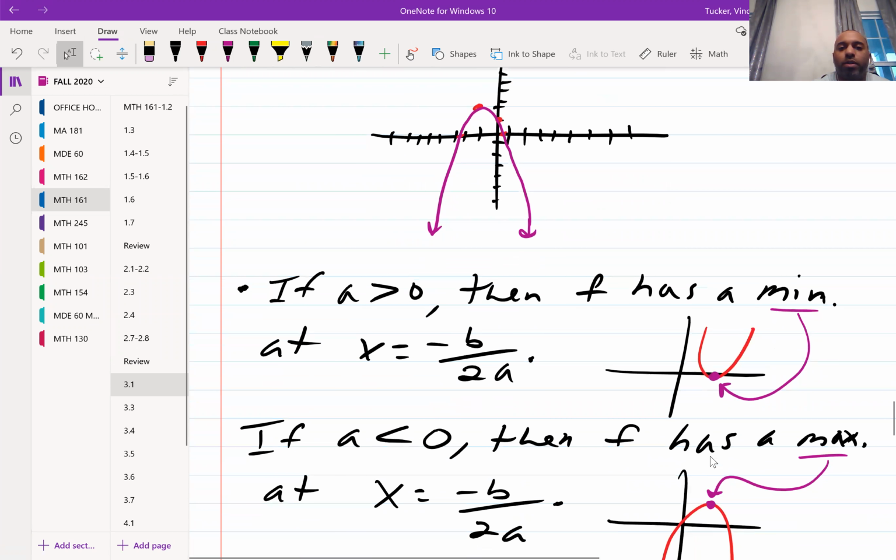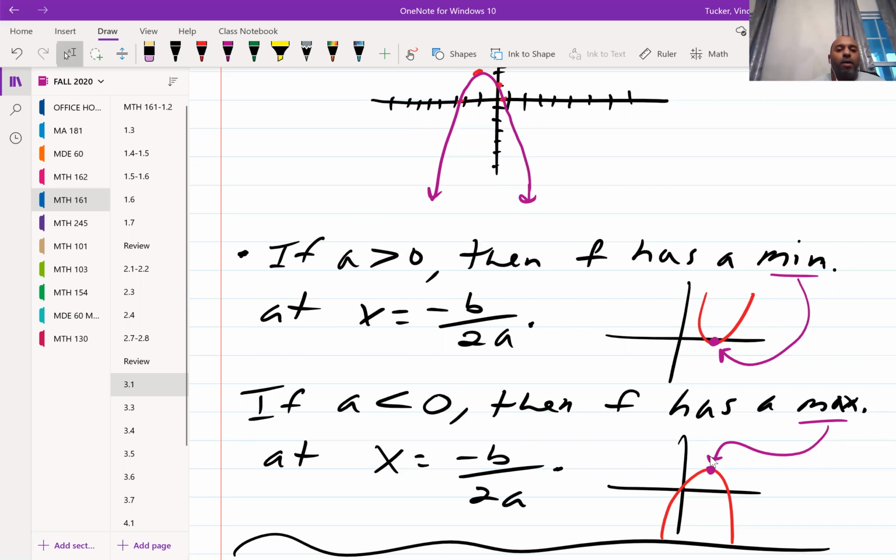All right, a few key points about A. If A is greater than 0, then F has a minimum at x equal to negative B over 2A. If A is less than 0, that means F has a maximum at x equal to negative B over 2A. We mentioned that already, but just saying it in a different way. If A is positive, it opens up, concave up, so it has a minimum at the vertex. But if it opens down, then you have a maximum at the vertex.